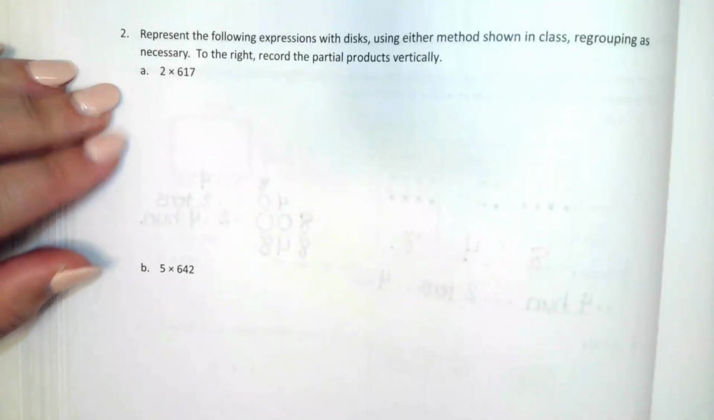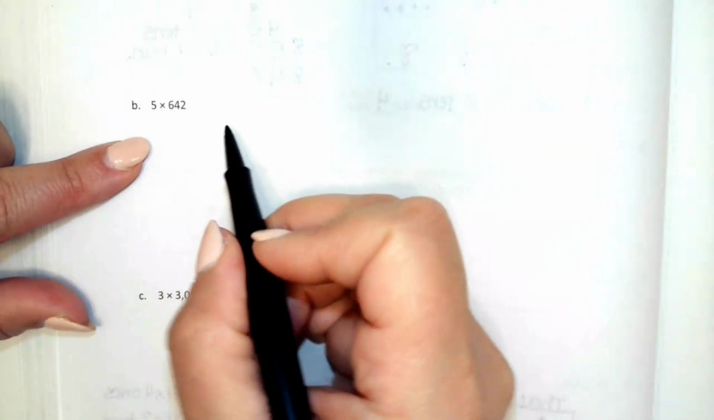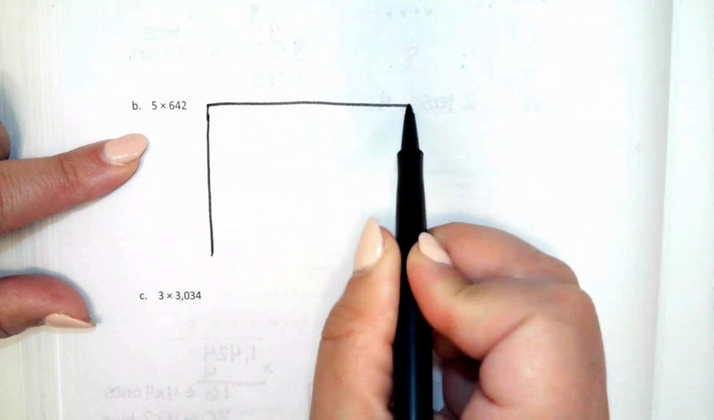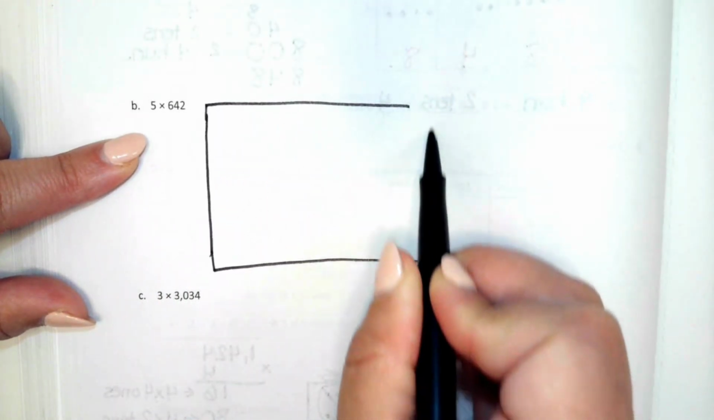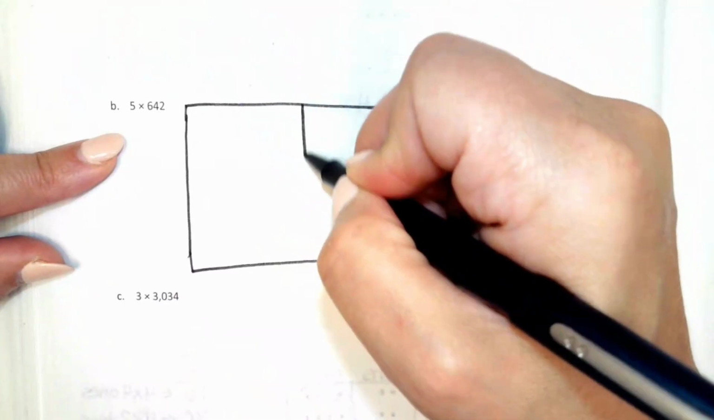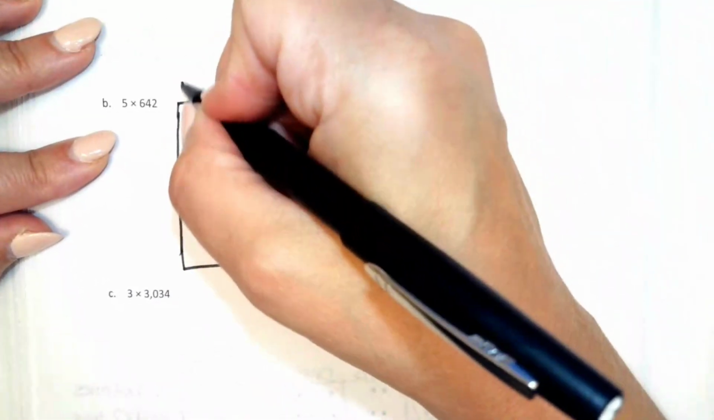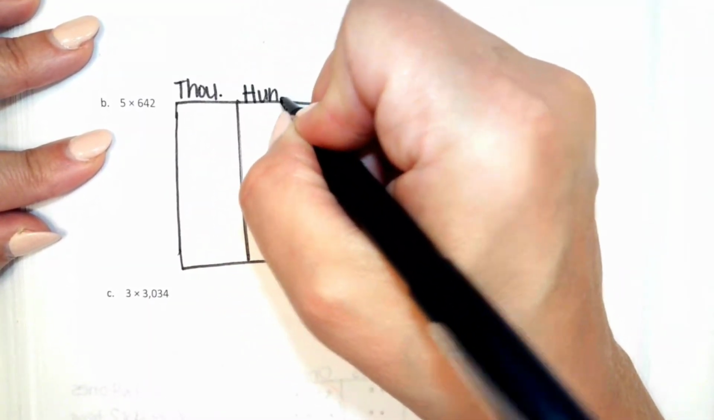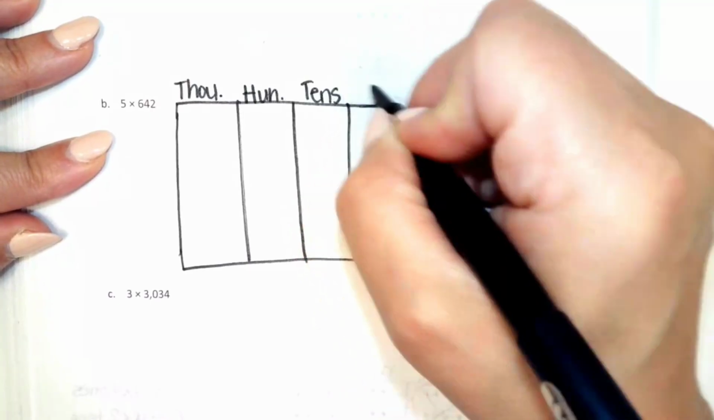This is page 156. We're on number 2, letter B, we will do together. We're going to do our place value discs and the partial products. First, let's make a place value chart. Let's do all 4 columns. Thousands, hundreds, tens, and ones.